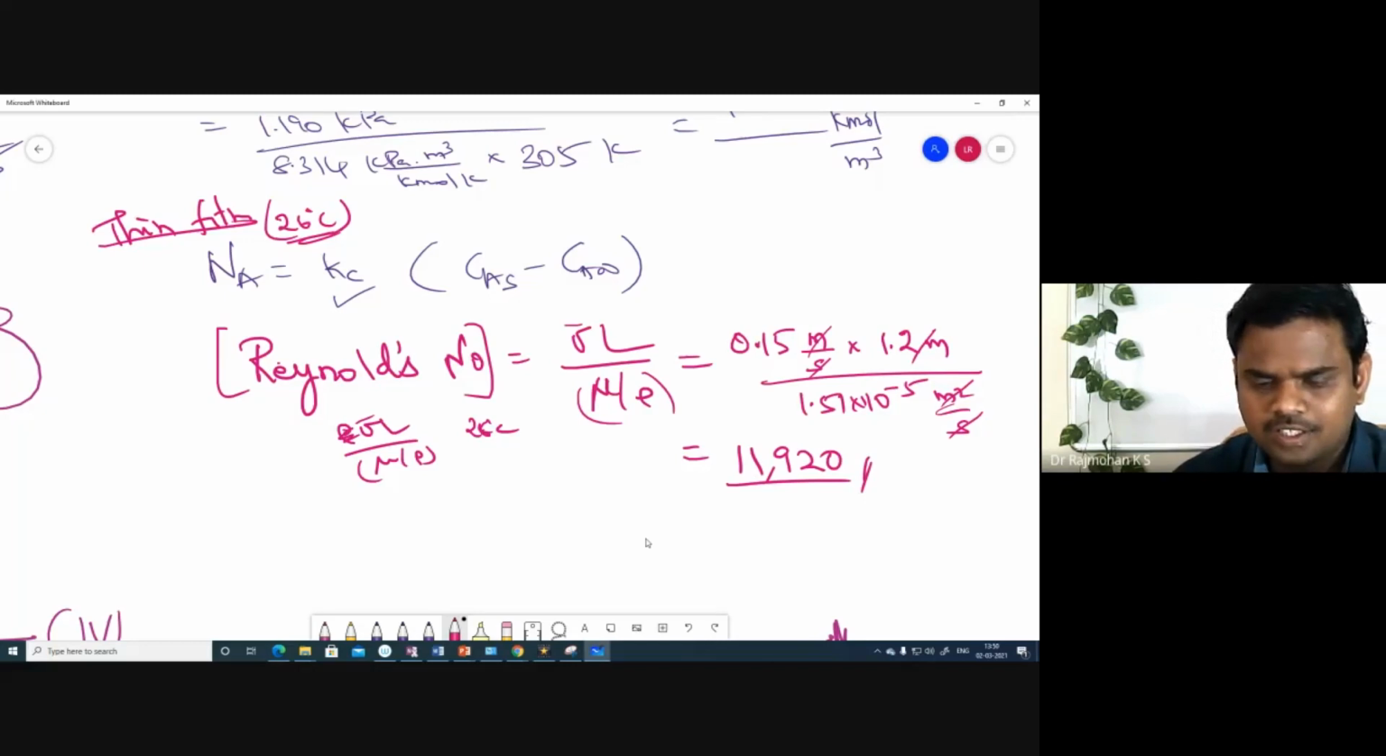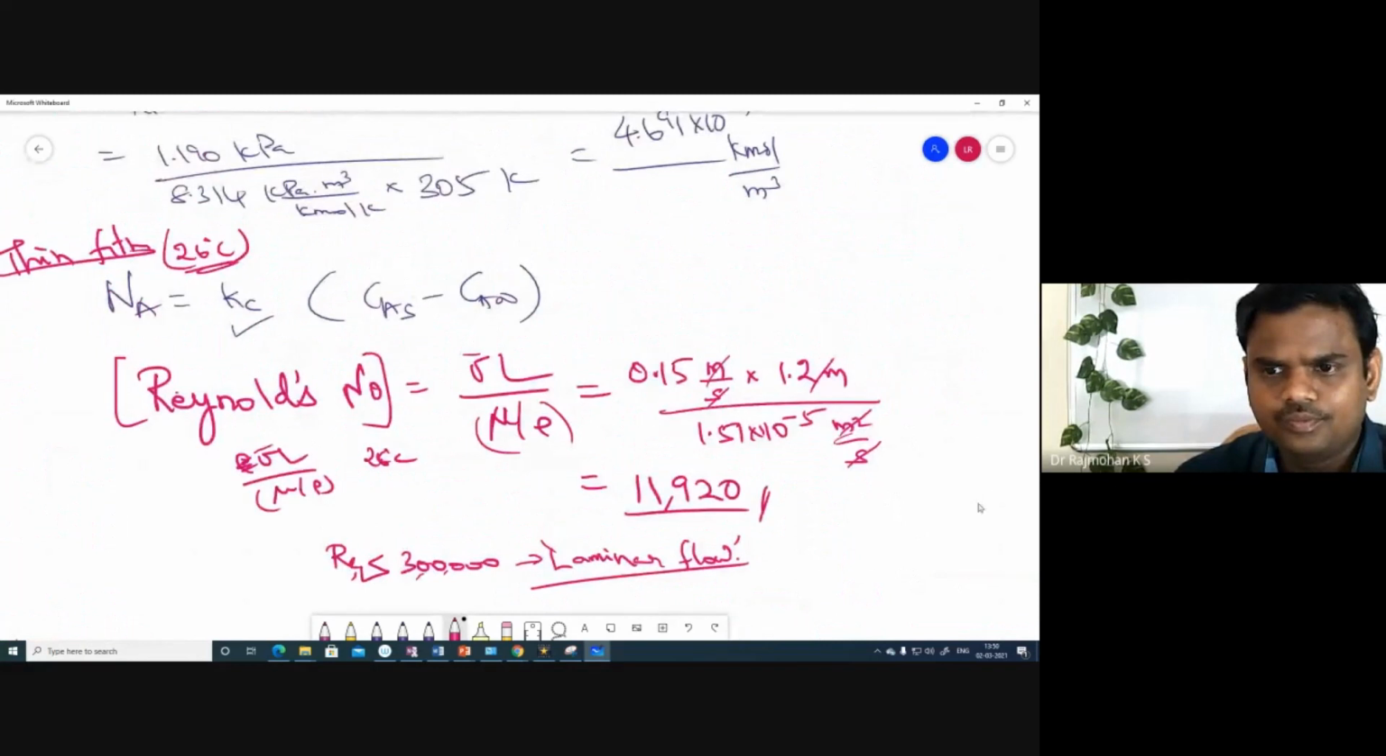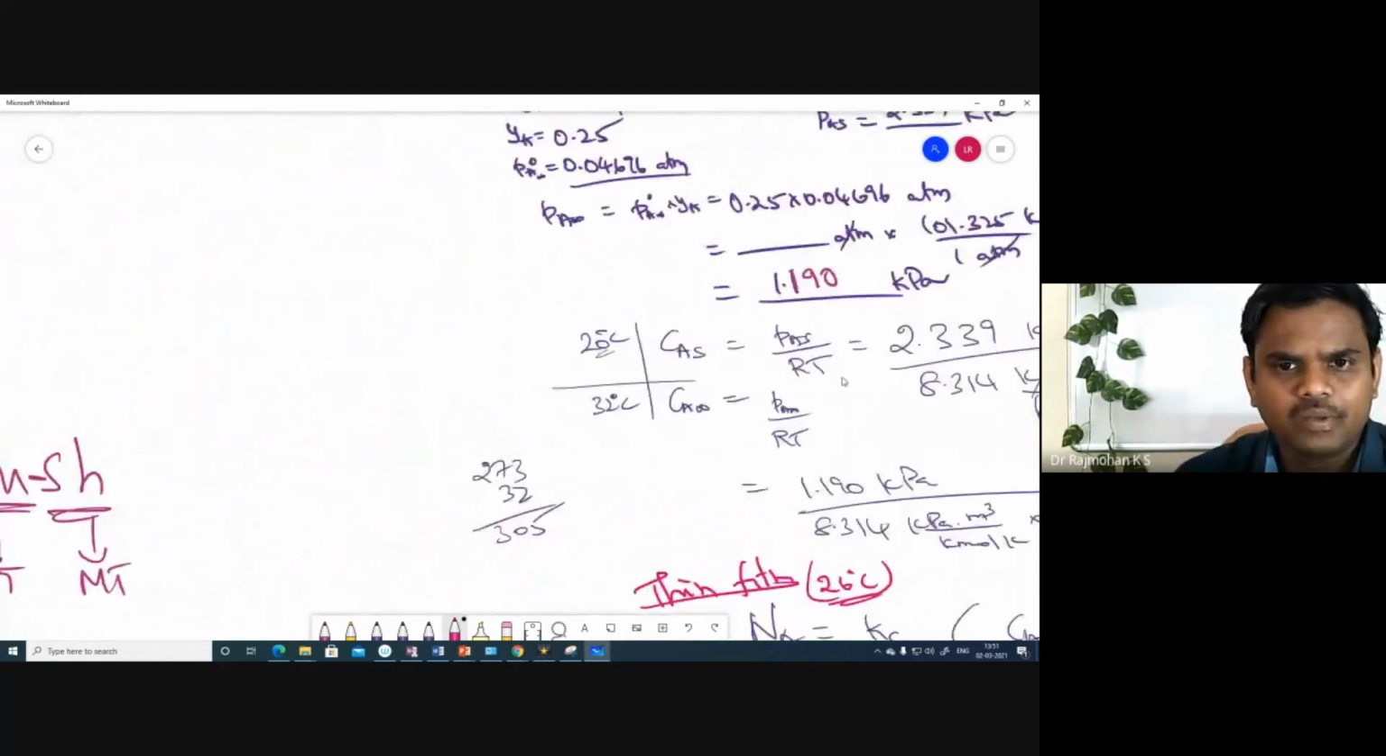So the Reynolds number is less than 3 lakhs, for a flat plate across a length L. Laminar flow is taking place. That means we have to make use of the correlation for laminar flow. And we can find the Schmidt number, which is equivalent to the Prandtl number. What is the Schmidt number? We have defined it already, so you can determine it.